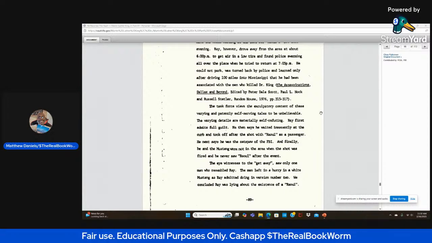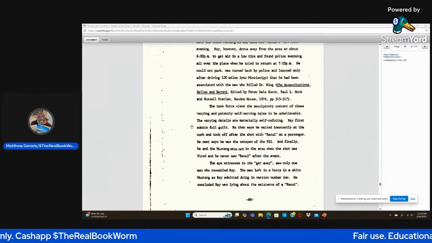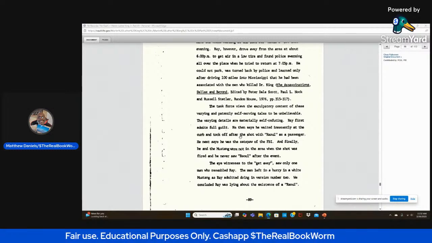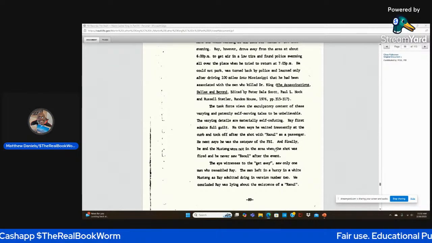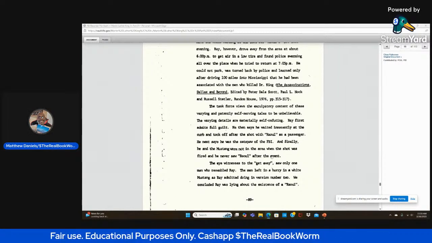The varying details are materially self-refuting. Ray first admits full guilt. He then says he waited innocently at the curb and took off after the shot with Raul as a passenger. He next says he was the cat's paw of the FBI. And finally, he and the Mustang were not in the area when the shot was fired, and he never saw Raul after the event.